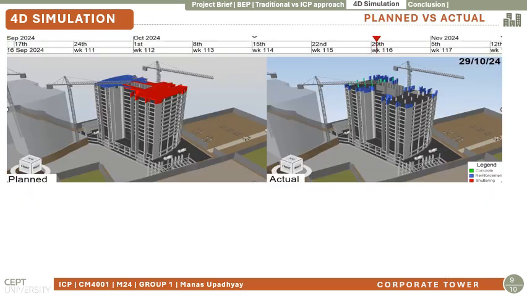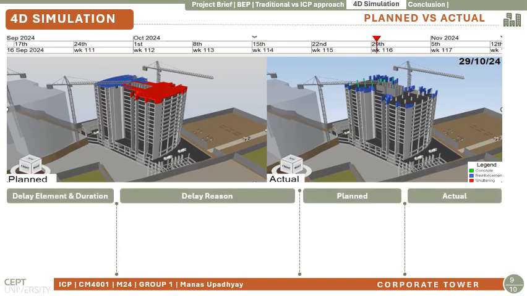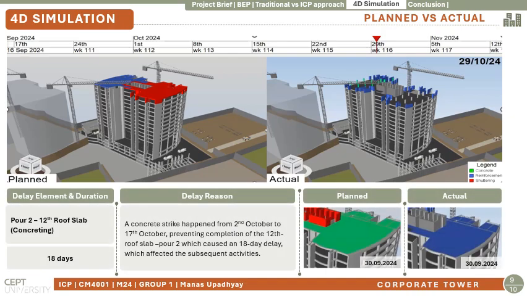This is the plan versus actual, where we face the major problem of delay elements and duration, which we show below. The concrete strike began on 17th October, which caused a 70 day delay, the major delay we found in the actual. In the plan, we see that pour 2 of the 13th floor should be completed by 27 September. Because of the concrete strike, the project is delayed by 70 days.